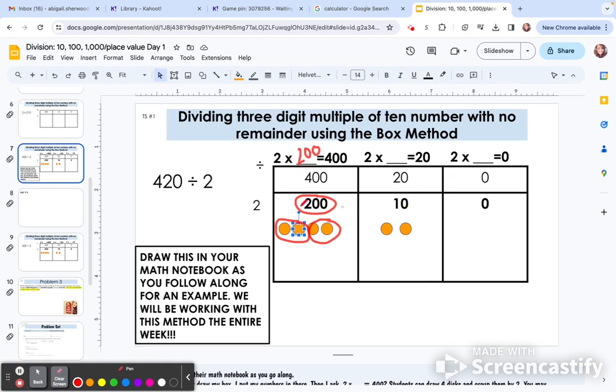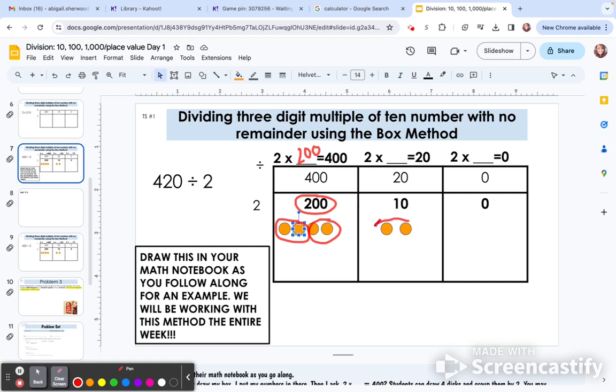Now the next part, I go to my second box. I ask myself, 2 times what equals 20? Well, we know that already. We know 2 times 10 is equal to 20. But even if I didn't know that, we need to be able to follow along, and we do this because you won't always have easy numbers, so we're going to put two discs representing 2 tens, and I'm going to group them by 2.